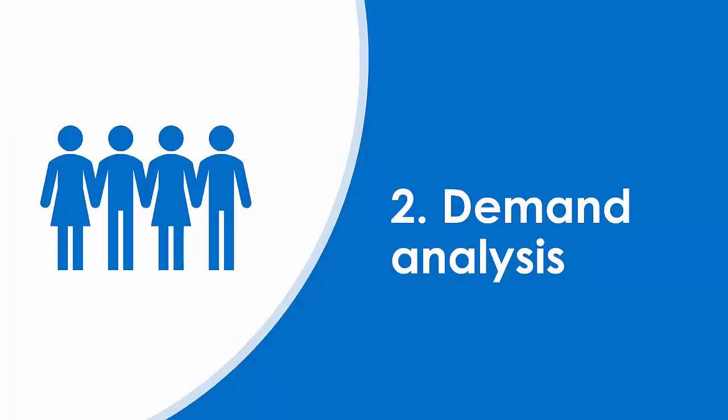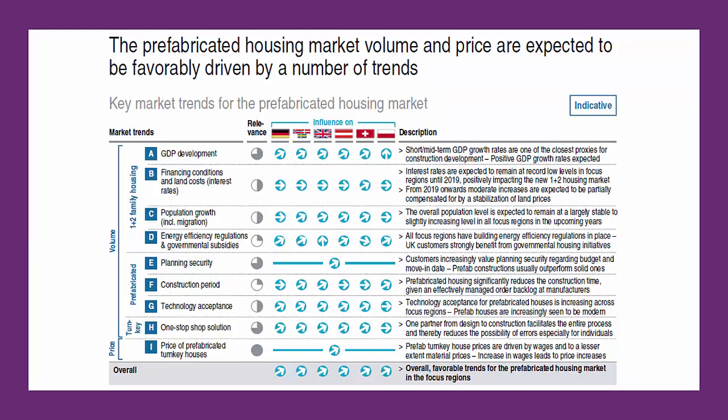We're looking now in section 2 at demand issues pertaining to customers in particular and some of the key drivers and forces underlying demand. The prefabricated housing market volume and price are expected to be favourably or positively driven by a number of key trends. Here I'm going to focus on those that pertain specifically to the prefabricated industry, because there are some other drivers that generally apply to the housing market overall, but I'm more interested in those that are driving demand due to the specific nature of the prefabricated industry and offerings themselves.